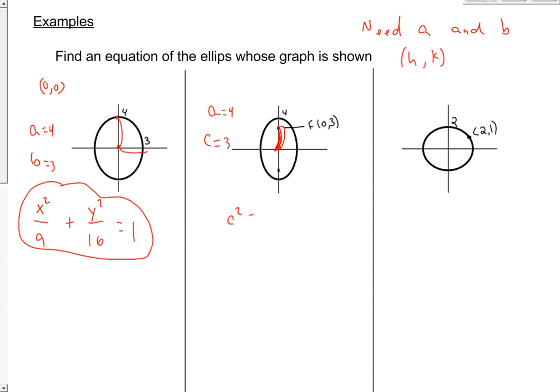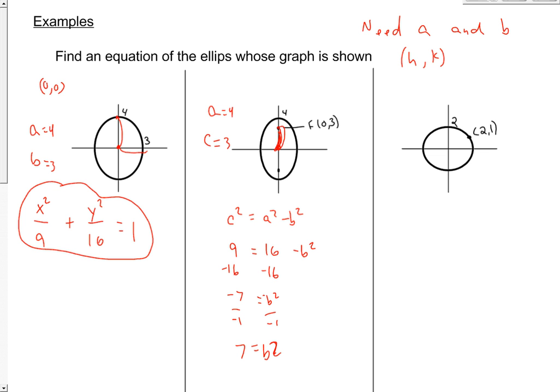c squared is equal to a squared minus b squared. So that means 3 squared, 9, is equal to 4 squared, 16, minus b squared. We subtract the 16, and we get negative 7 equals negative b squared. So you divide by negative 1, and 7 is equal to b squared.